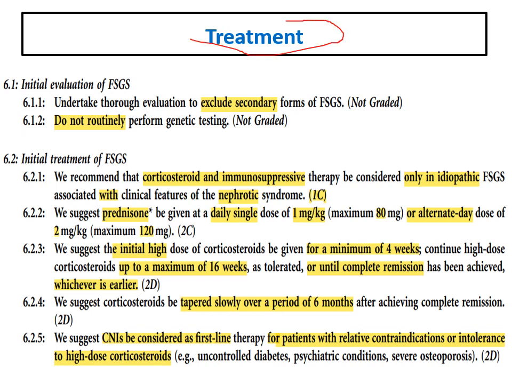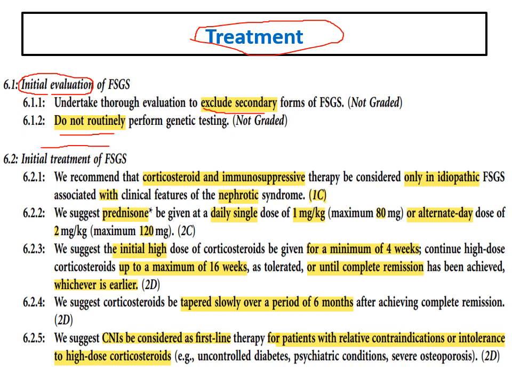Treatment of FSGS according to the KDIGO guidelines, KDIGO 2012, or even the practice point published last year in 2020, is not different in FSGS. Regarding initial evaluation, it's very important to exclude secondary forms. This is very important because if we confirm it is secondary to any viral infection or drug, the treatment is treatment of the cause. Genetic testing is not routinely performed, but only in special situations.